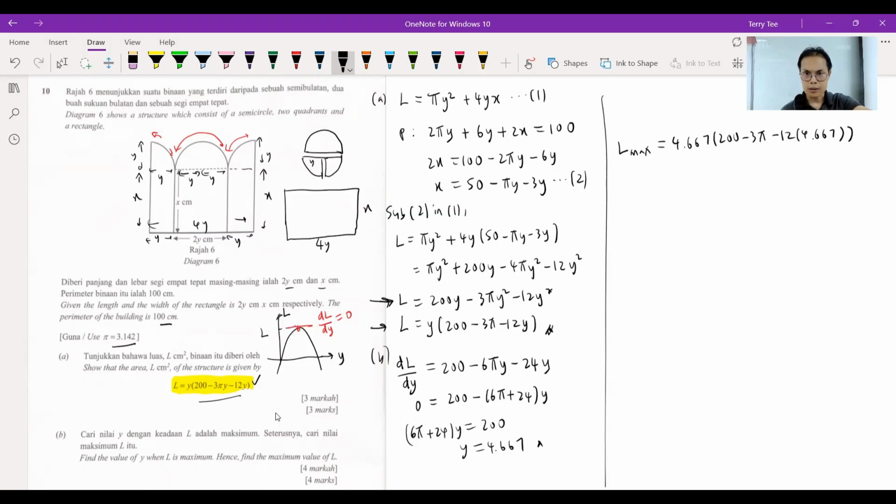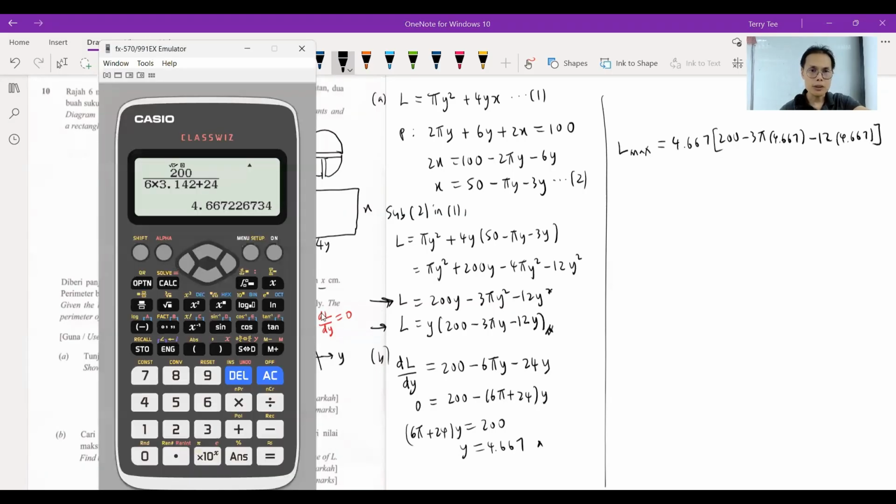Well, I think I missed a y here previously. There's another y here, minus 12y. I missed a y here, sorry. So there's another 4.667 minus 12, 4.667. Very long because of this whole bracket. Okay, cool. So let's just type this in.